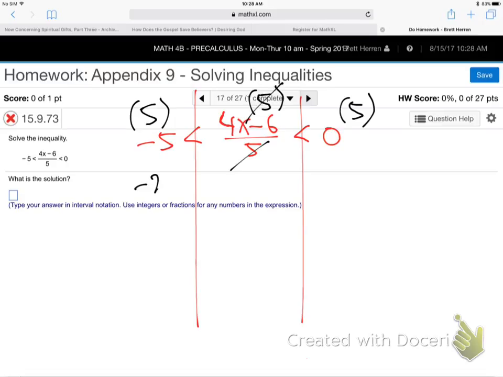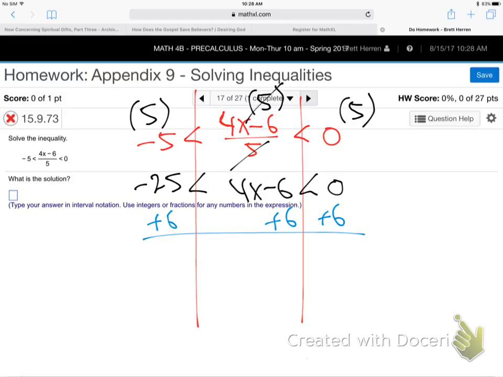Over here it multiplies, doesn't it? And here it's 4x minus 6. And 5 times 0 is just 0 over there. Now it's much easier. No more fractions. So now you just do the normal stuff to get x alone. We'll add 6 to all 3 there. What's that, minus 19?